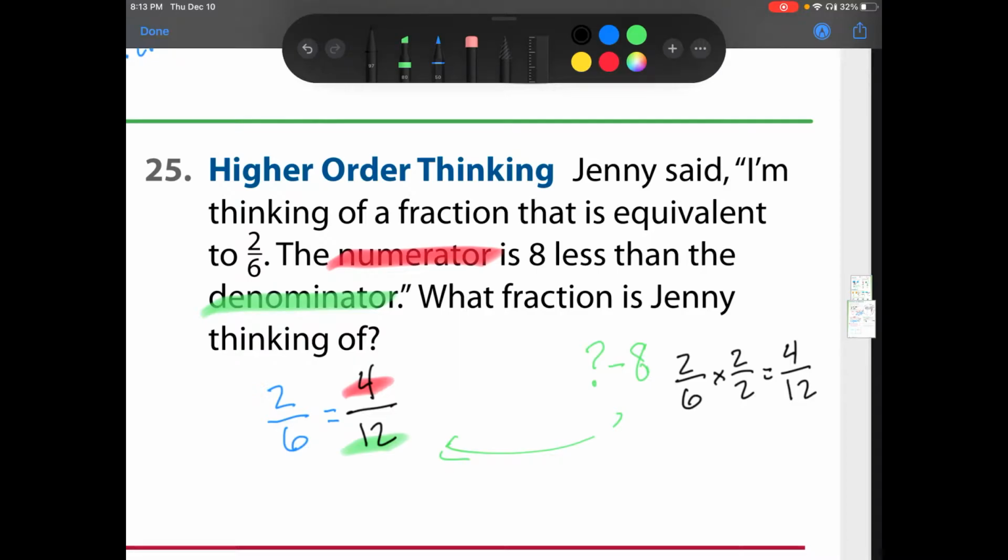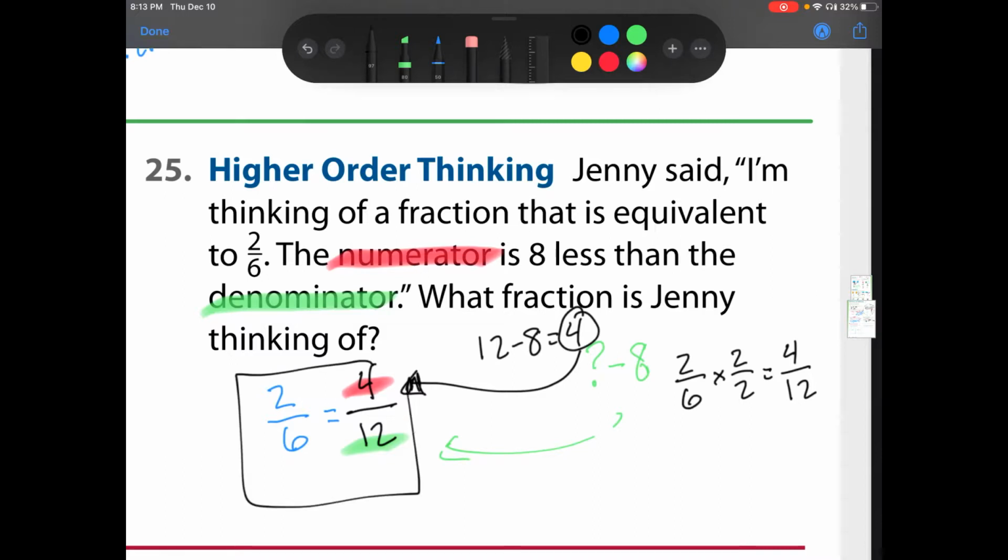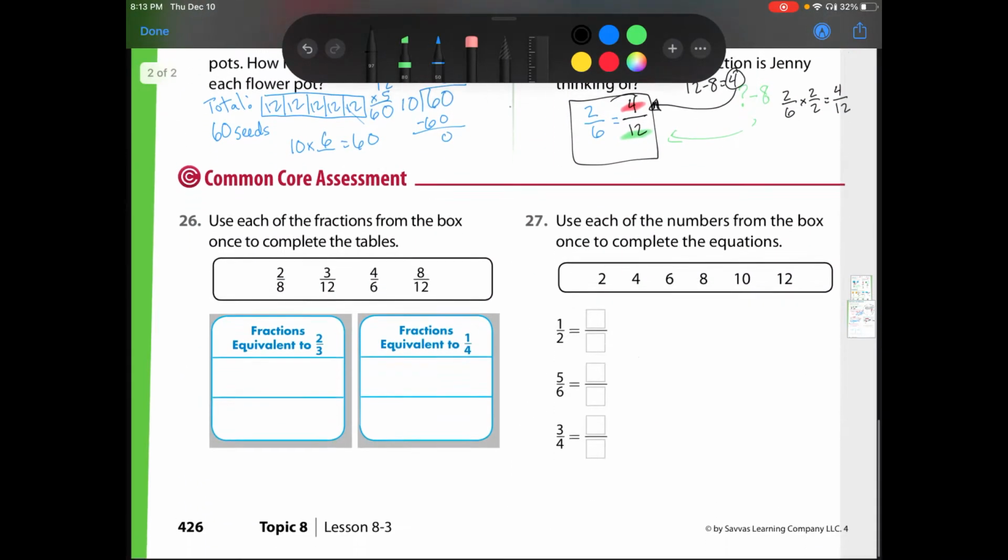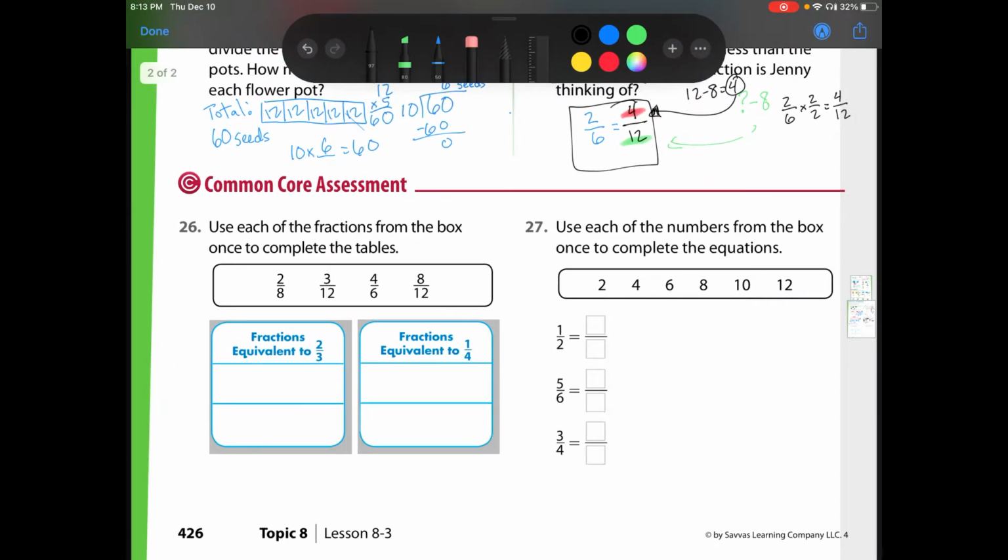And hey, look, what would 12 take away 8 equal? That's going to equal 4, which is the number we have up top. So that's our equivalent fraction. That's the fraction Jenny's thinking of. So we just lucked into it by making our table, making our chart, and the first number we checked was it. So now let's head to number 26.